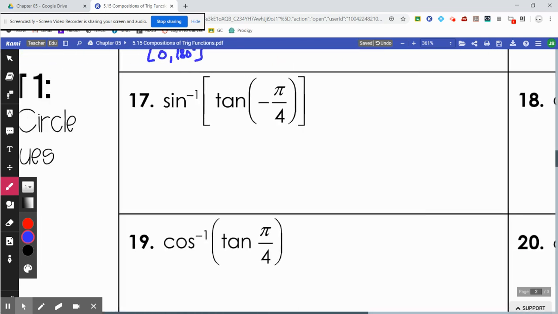Number 17, the inverse sine of the tangent of negative pi over 4. Okay, tangent of negative pi over 4.